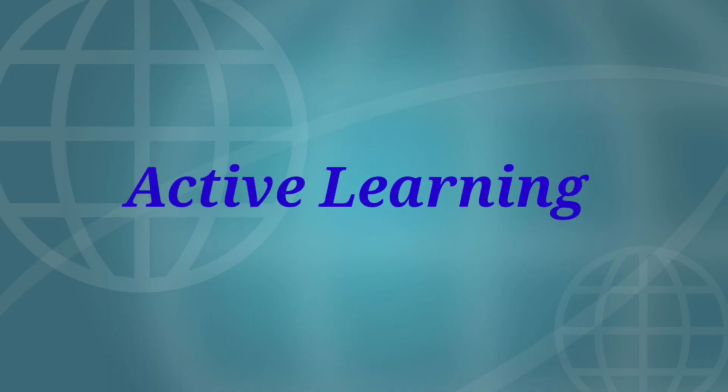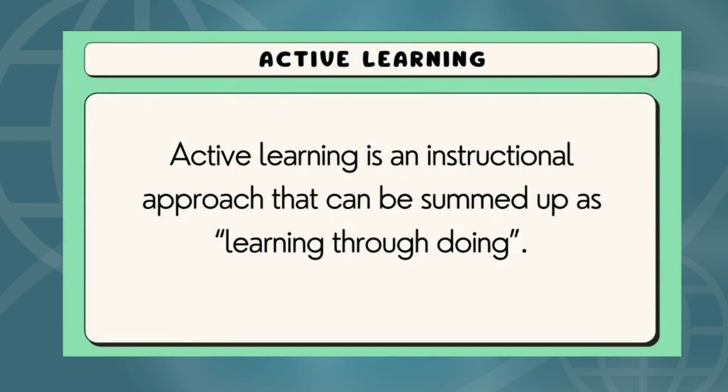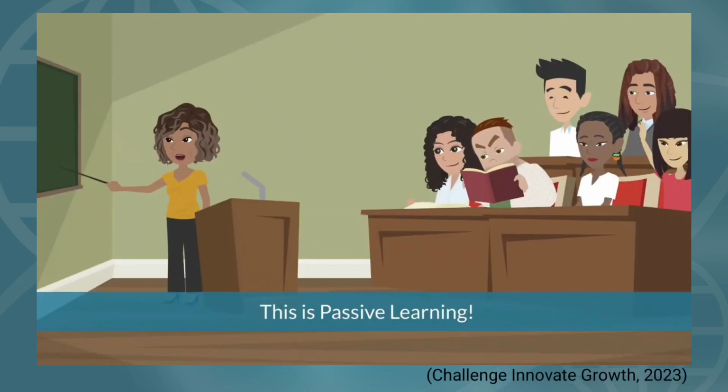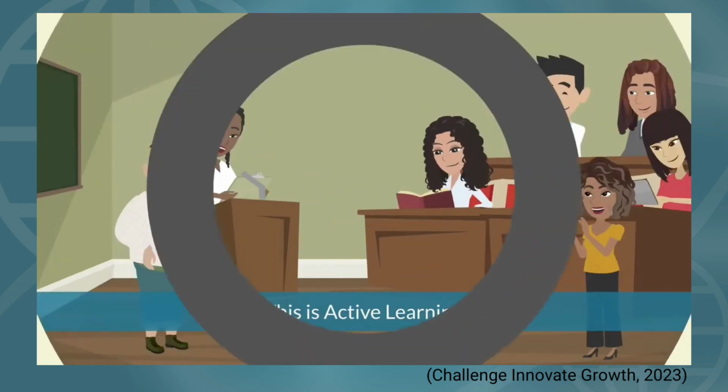What is active learning? Active learning is an instructional approach that can be summed up as learning through doing. Any learning activity that involves the student's engagement in the process of learning, as opposed to just absorbing the material, is considered active learning. Students do better when given the chance to actively engage with the materials they are studying.